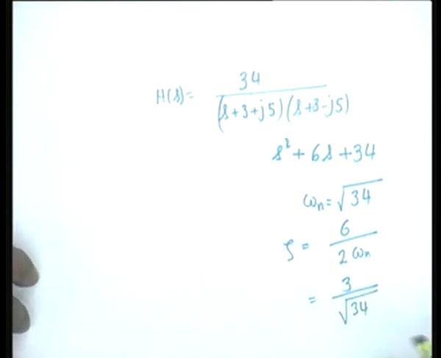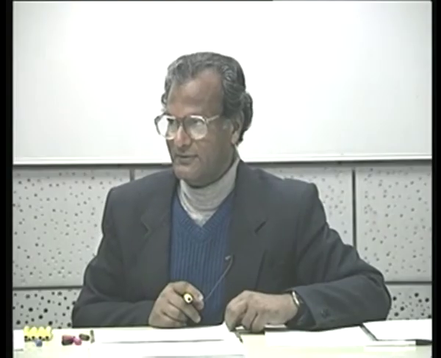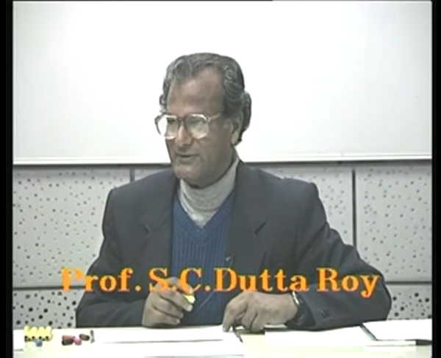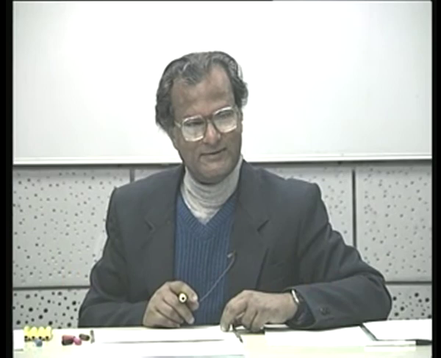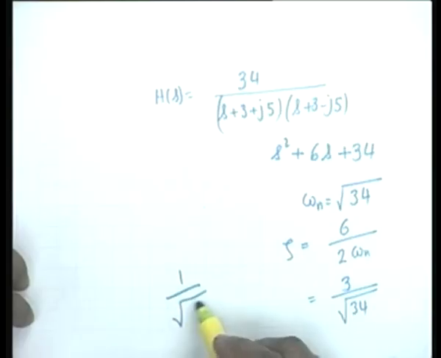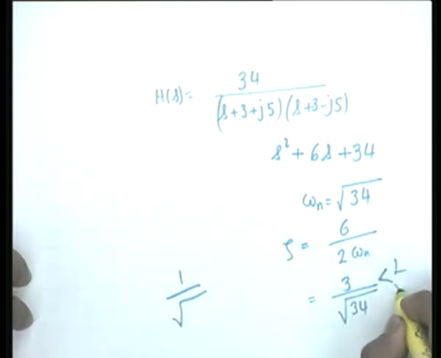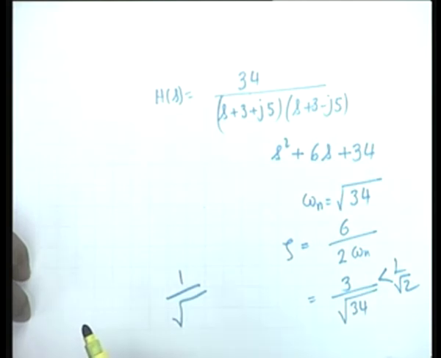Is it less than 1 by root 2 or greater than 1 by root 2? 3 divided by root 34 is less than, because it is approximately 1 by square root of, whatever it is, less than 1 by root 2. So there shall be peaking. Will there be 2 peaks? We do not know yet.